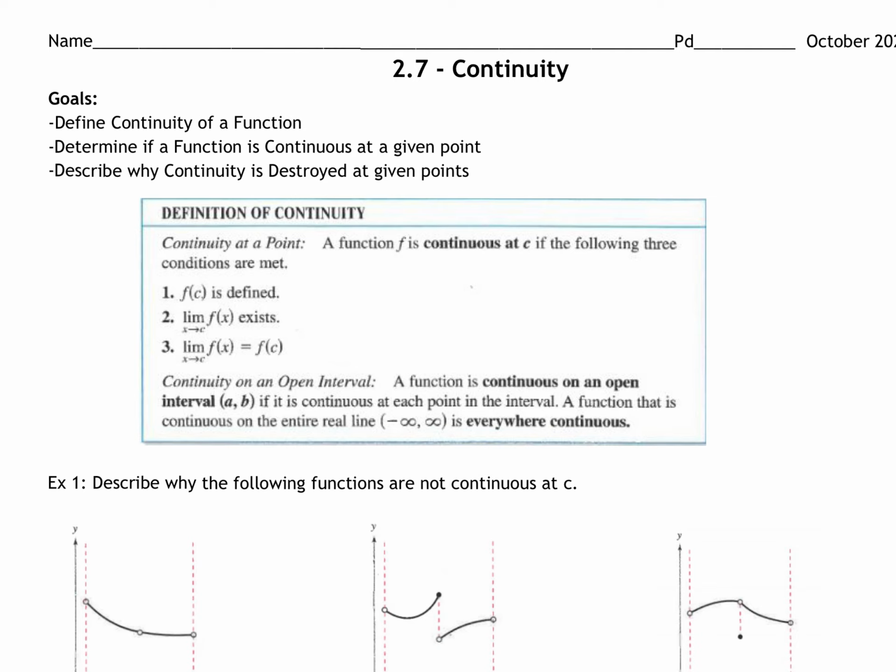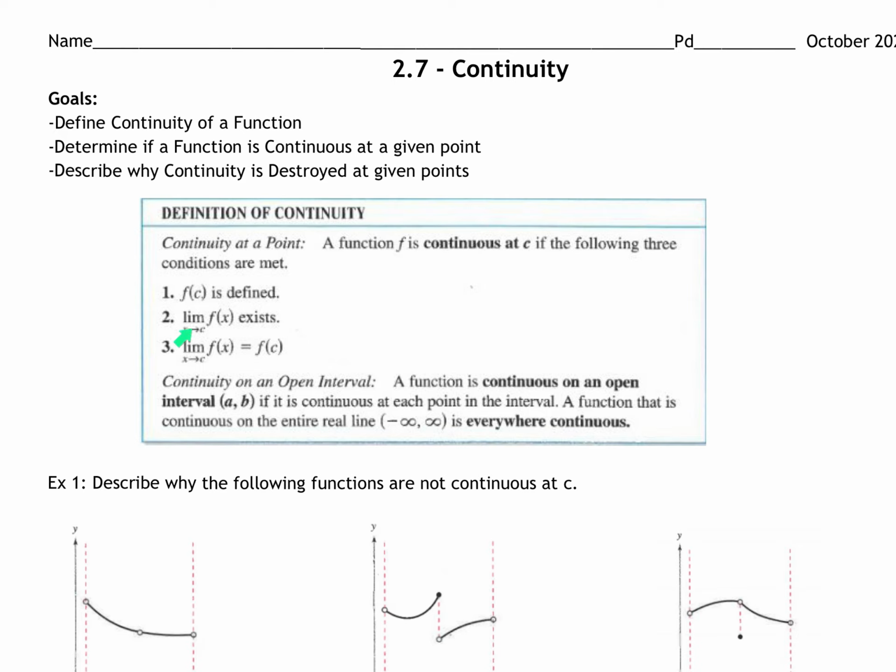So we want to talk mathematically about the definition of continuity, and there's three conditions that must be met. The first condition is that if you were to find the value of the function at that particular c, then it actually is defined. There's an actual output. So for some value c, we get an output.